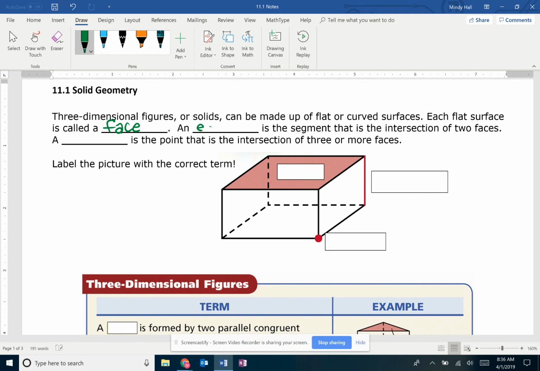An edge is the segment that is the intersection of two faces, and a vertex is the point that is the intersection of three or more faces. So if you're looking at this, because a face is a flat surface, that would be this top box. And then an edge would be this line over here because we have this back side and this side of this rectangular prism touching it. And then the red dot would be a vertex.